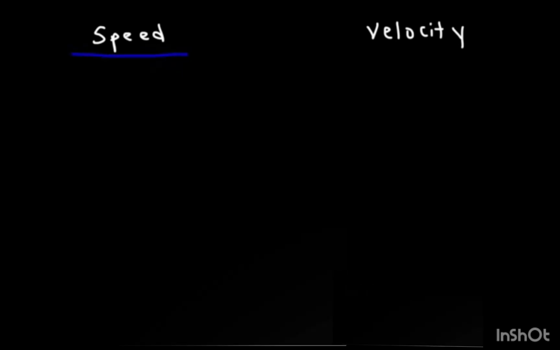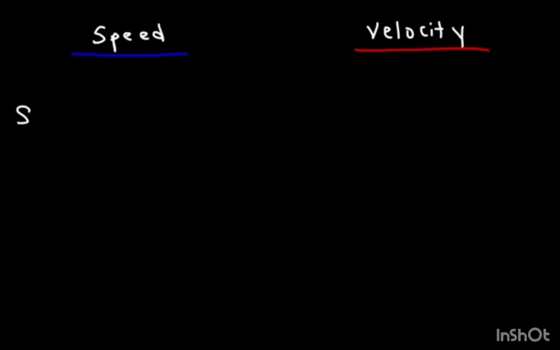Now let's talk about the difference between speed and velocity. Remember, speed is a scalar quantity, but velocity is a vector quantity. Speed has magnitude only, but velocity has both magnitude and direction. Let's use s to describe speed. S would represent the instantaneous speed, that is how fast an object is moving at an instant of time. But S bar represents the average speed.